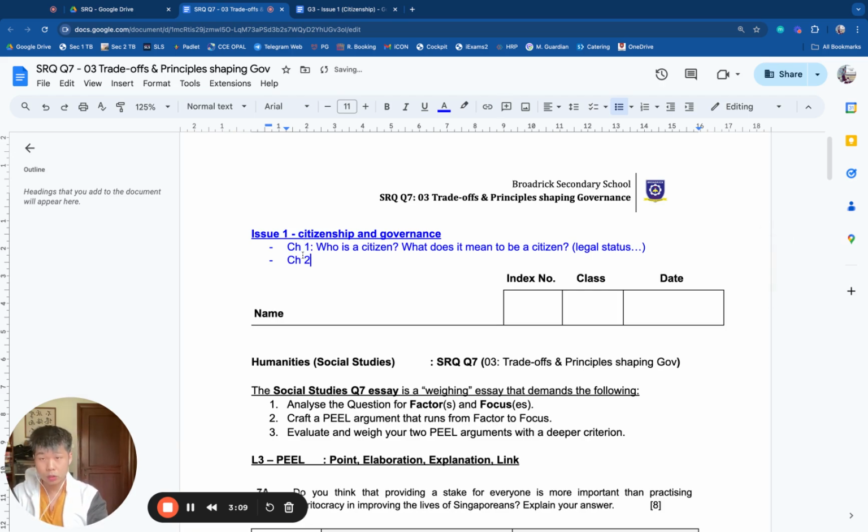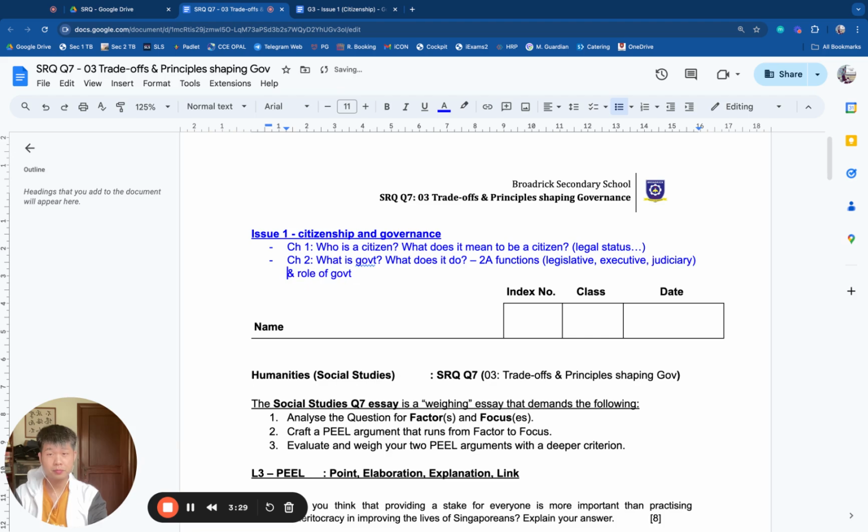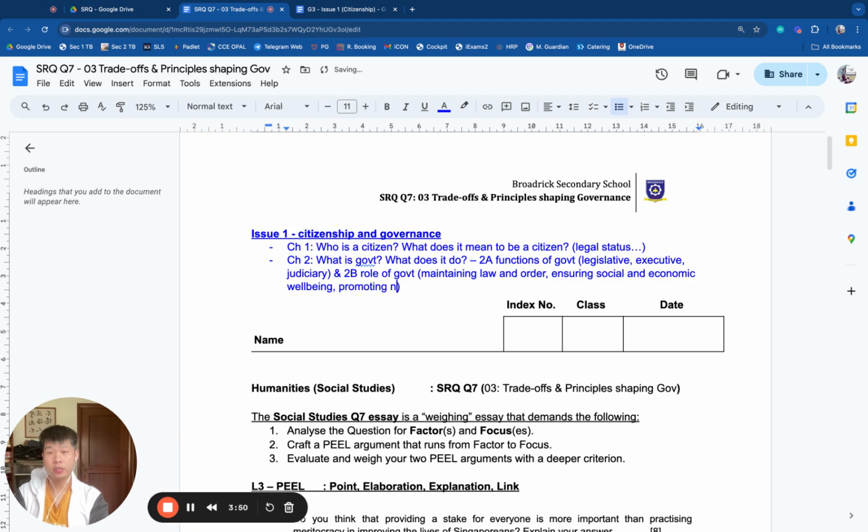And in chapter 2, we talk about government. What is government? What does it do? So this is the functions and roles of government. And the functions of government, we talk about the legislative, the executive, the judiciary. And the role of government, we talked about maintaining order, ensuring well-being, promoting the country's national interests.